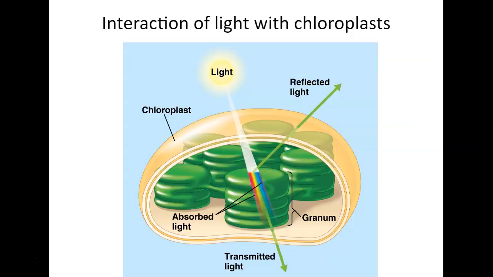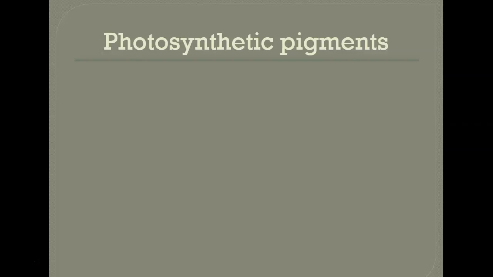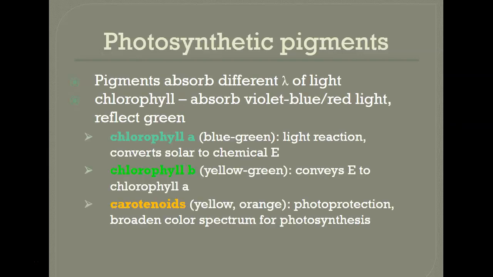Here it's just showing you what it looks like. Light hits the thylakoid part. Again, the chloroplasts live in the mesophyll part of the thylakoid membrane, so they're going to be in there absorbing the light. And some of that light, depending on what pigment it is, is going to reflect certain colors and transmit certain colors. Those are the ones that we will visually see.